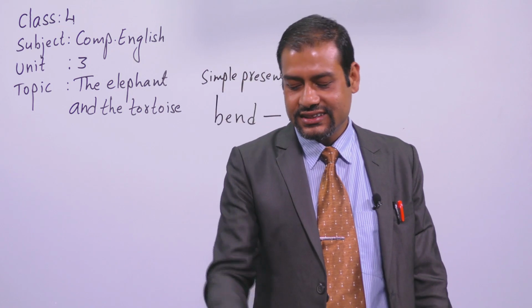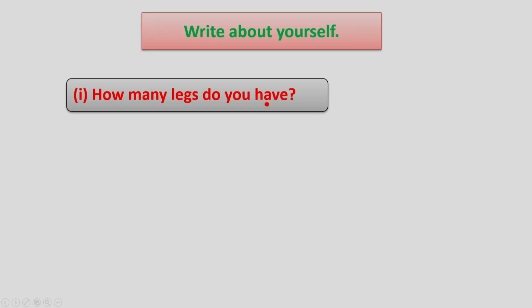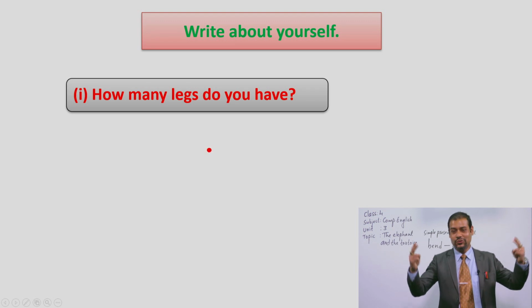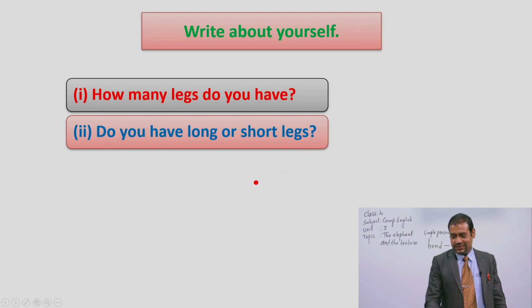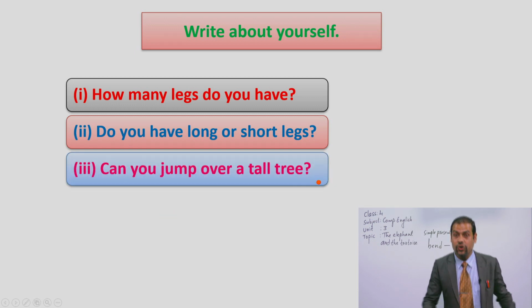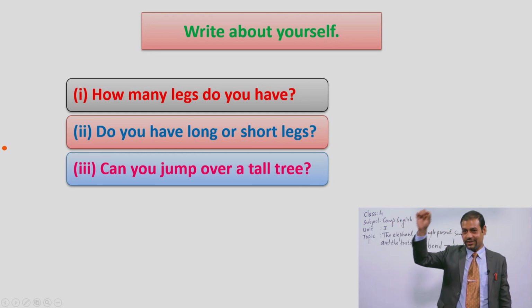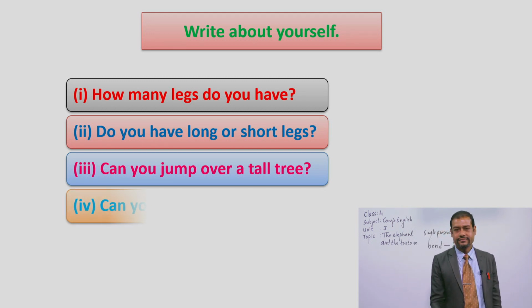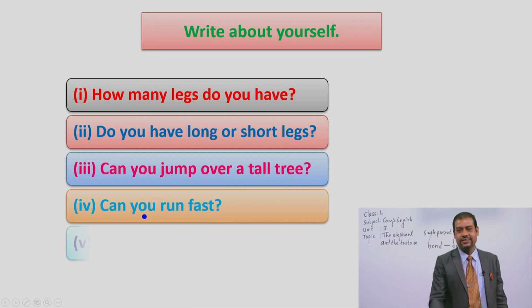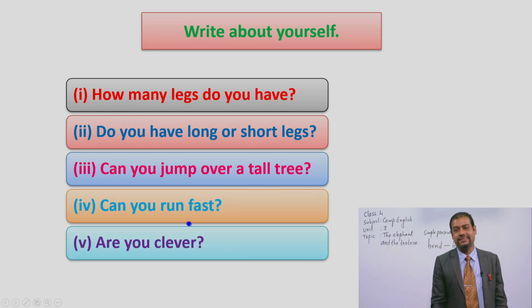Now, write about yourself. You just think and tell me, okay? How many legs do you have? 1, 2, 3, 4. Do you have long or short legs? You check your legs. Can you jump over a tall tree? You can check your ability. But don't go to a tall tree and jump over it, okay? It's very dangerous. Can you run fast? You check yourself. Are you clever? These are some questions you have to think about yourself and write down in your notebook. This is your home assignment, okay?